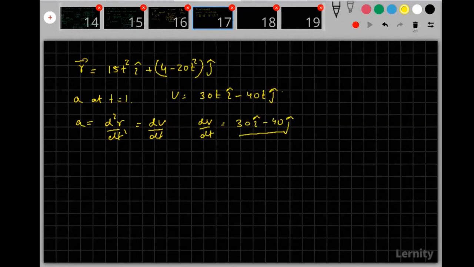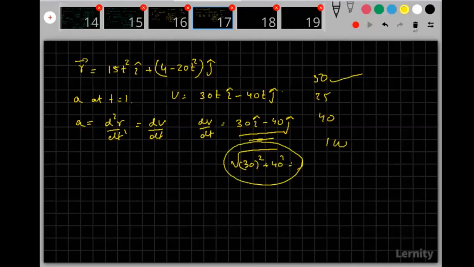Now they have given you options: 40, 50, 25, 100. So this is equal to 50, because root of 30 squared plus 40 squared. From there you will get it.